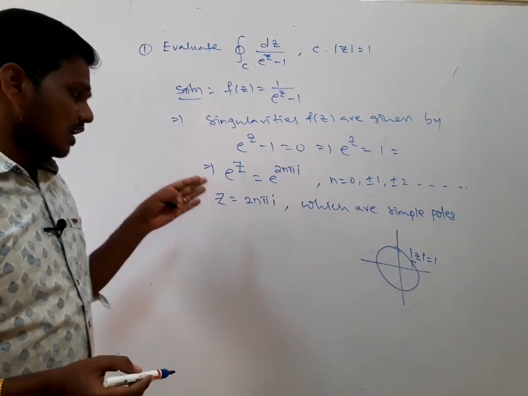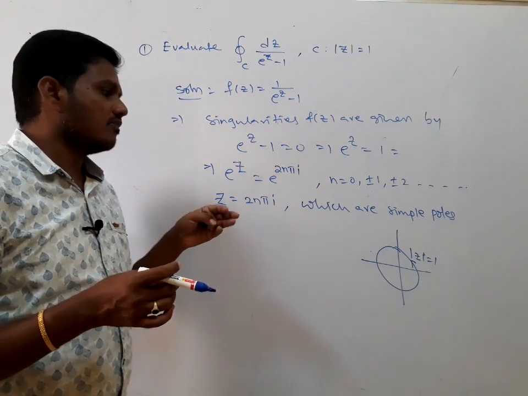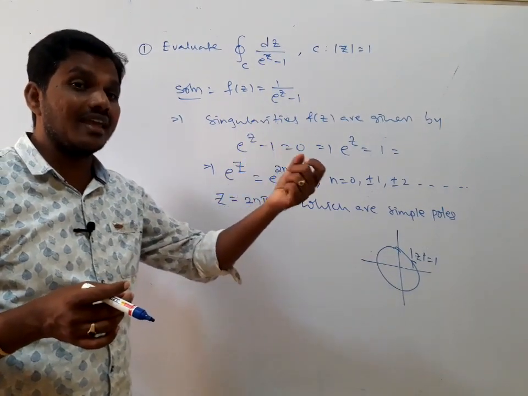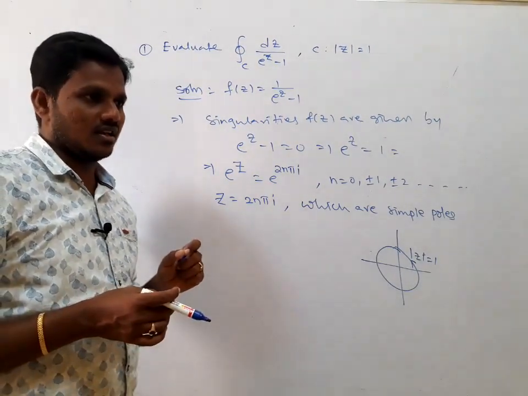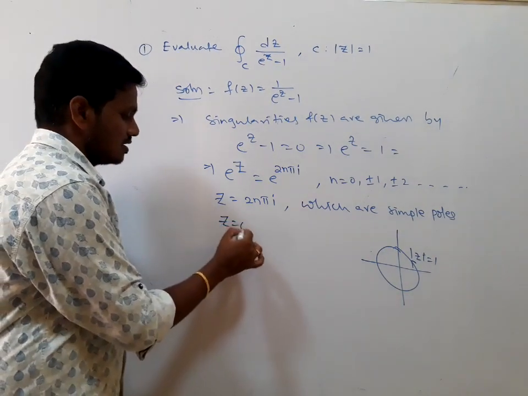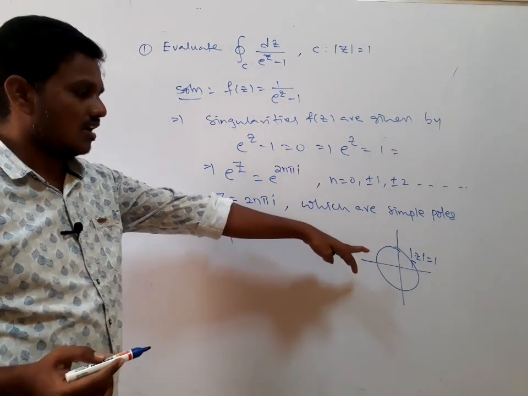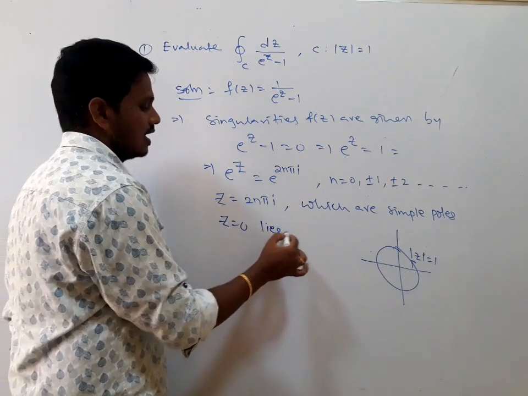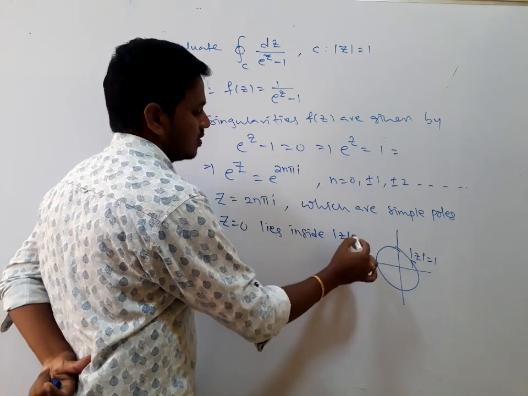In that, whatever singular points we are taking, z0, z1, z2, z3, they are the isolated singular points lying inside the closed contour, so we can apply Cauchy's residue theorem here. If I take n equals 0, z equals 0. For n equals 1, z equals 2 pi i, which does not lie inside mod z equals 1. Only z equals 0 lies inside mod z equals 1.